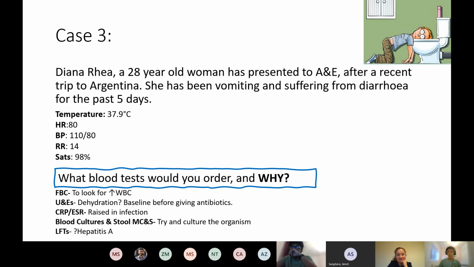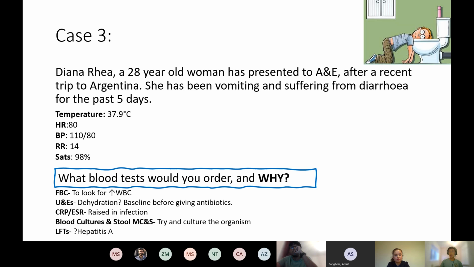Yes, like Anush says, you're giving really, really good justifications. You're showing excellent knowledge, so well done, all of you. Your U and E can also show for dehydration if she's been letting a lot of fluid out from her bowels. But also, if you're going to give her antibiotics, it's good to see the baseline kidney function. CRP, ESR is another one that we didn't mention. Raised in infection. Blood cultures because of the raised temperatures.